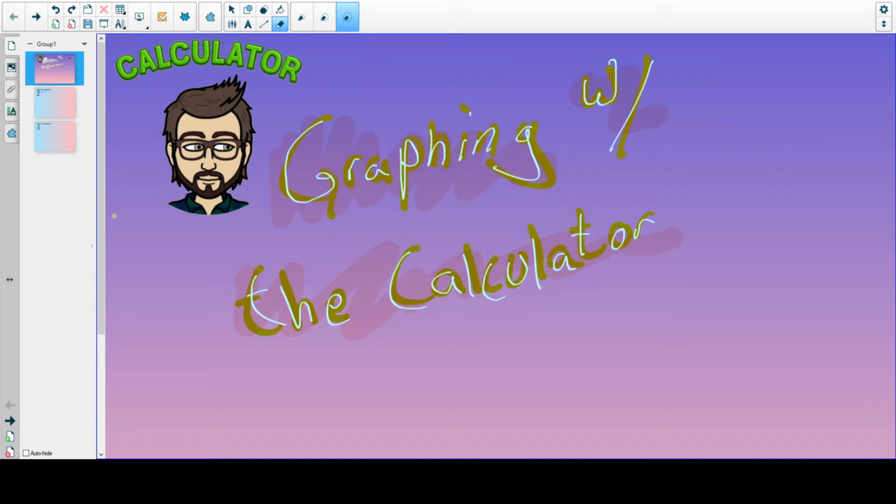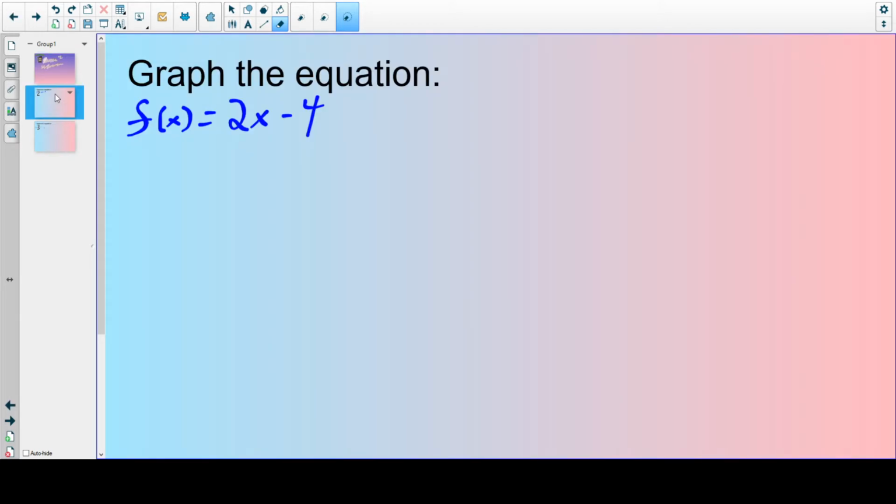Here's a quick video about using your graphing calculator, specifically on graphing with your graphing calculator. Okay, so super important skill. If you can master this skill with your graphing calculator, it makes a lot of questions on the regions easier. So let's do an example. Let's say, for example, they give you this function and they ask you to graph it.